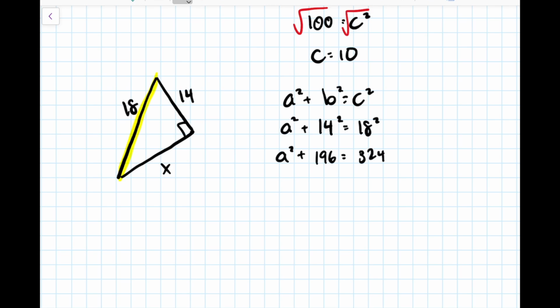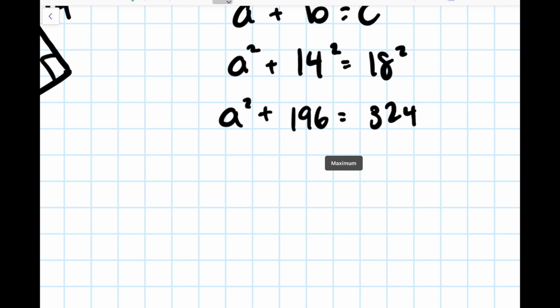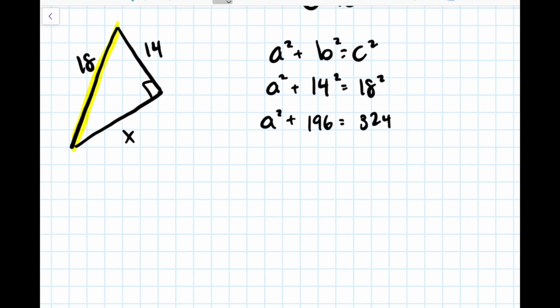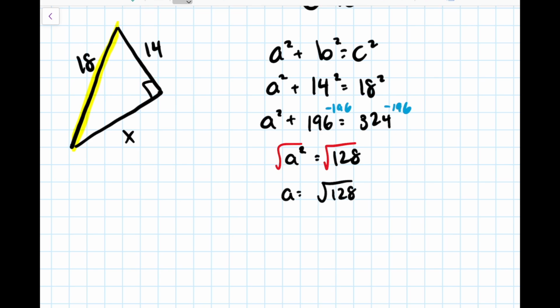So now we've got to do something a little different because we can't do 196 plus 324. That doesn't really make sense in this context. What we do need to do instead is to solve for a. So we want to move that 196 to the other side, and we're going to do that by subtracting. And so you end up with a squared equals 128. Then we're going to square root both sides, and we end up with a equals root 128.